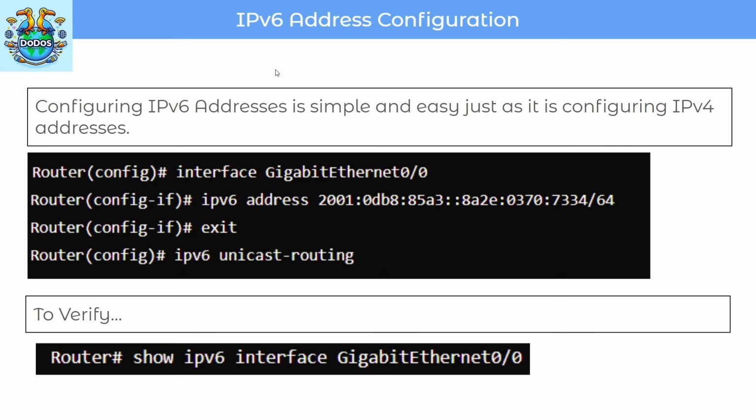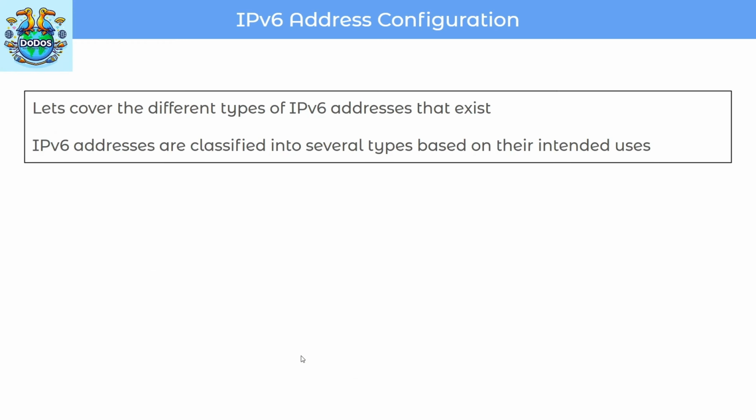Moving on to configuring IPv6 addresses. Configuring an IPv6 address is simple and easy, just like IPv4 addresses. You go into the interface, then use the ipv6 address command and plug in your address. Afterwards, make sure you configure IPv6 unicast routing so it can be routed over the network. To verify, use this command.